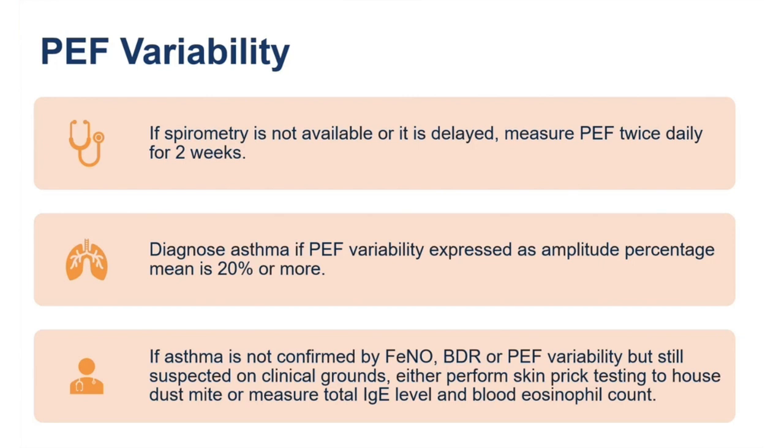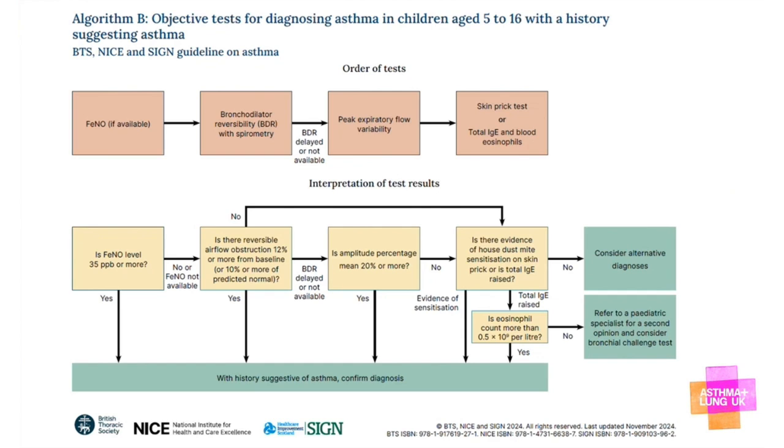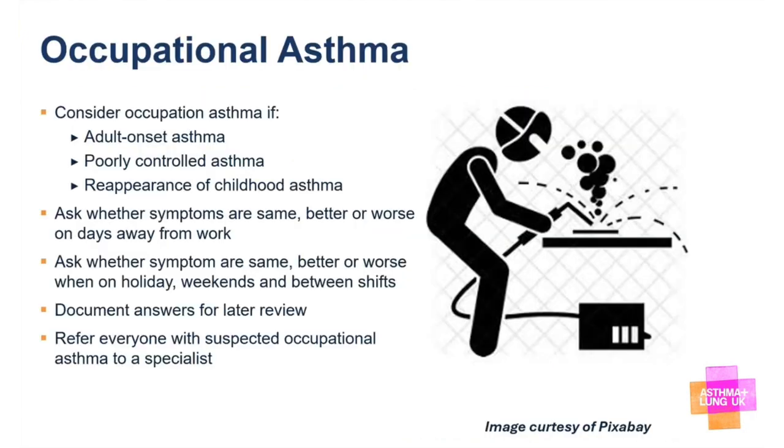And again, using the peak flow calculator on the Asthma and Lung UK website. And again, we're looking at the variability expressed as the amplitude percentage mean. So the calculator will do all this for you, but basically you're looking at an average of 20% variability from morning to evening readings over that 2 weeks. And again, for your records there's a summary of the guideline in children.